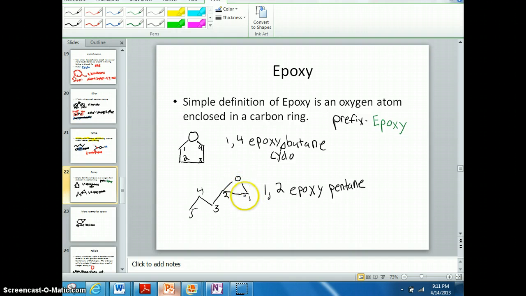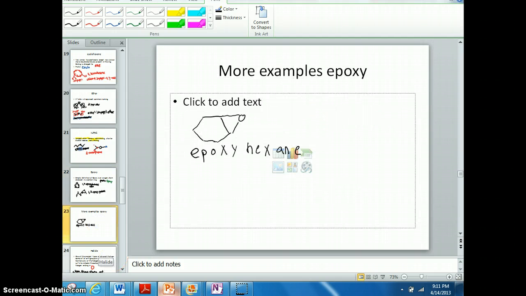And the general rule with epoxies, you start naming on the two away from the epoxy, the ones that make the connection. So it'd be 1, 2, 3, 4, 5, pentane, 1, 2 epoxy. So epoxy is pretty simple. Here we have just a very simple one, epoxy hexane.